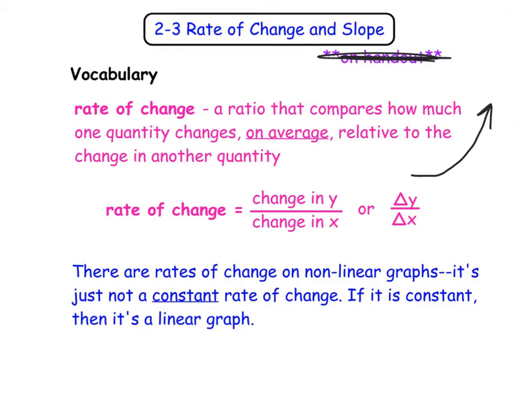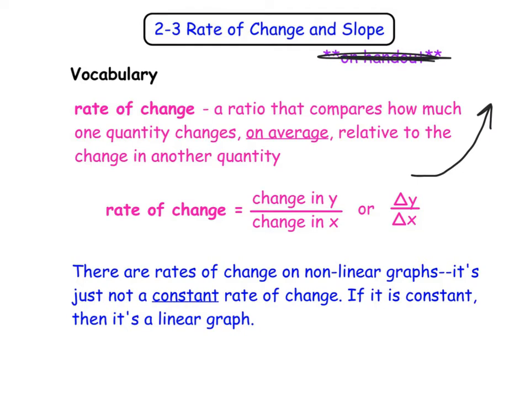So another way we can say this is delta y over delta x. This triangle is a Greek letter, and it's delta, and it means change. So change in y is the same thing as delta y. Change in x is the same thing as delta x. So if you ever see me write this, I mean change in y over change in x, and I will always say that. It's a quicker way than writing out the words. So that's how you find rate of change.